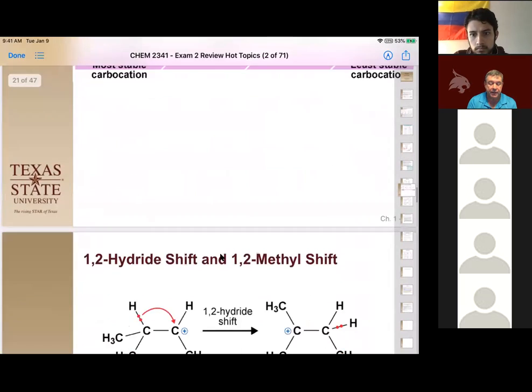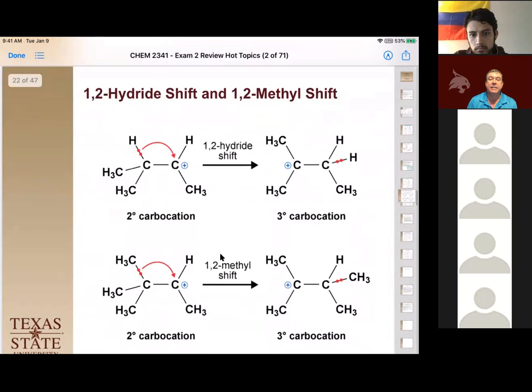That being said, if you have a secondary carbocation and it wants to become a tertiary because it's more stable, we have 2 ways to do that. We have a 1,2 hydride shift. Remember, we call it a hydride because both of the electrons from the hydrogen are moved over to where the secondary carbocation is to form our new tertiary carbocation.